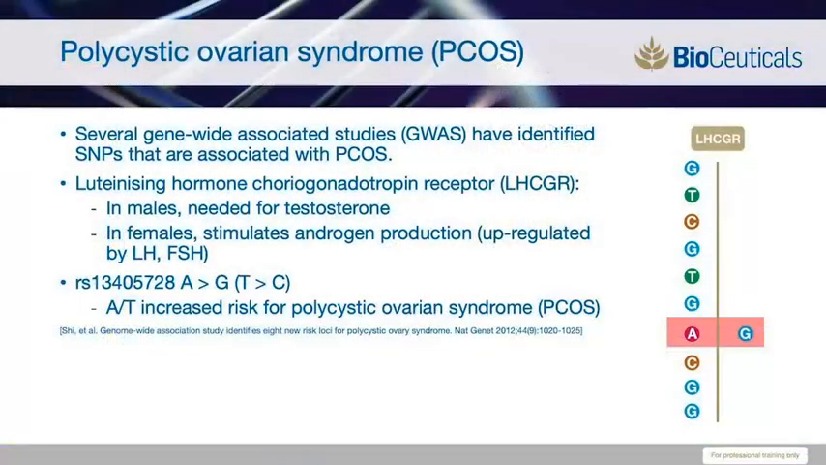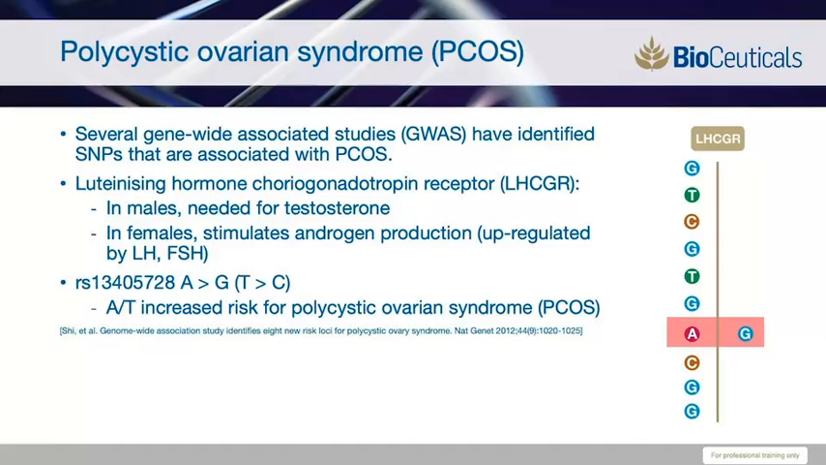So there have been several genome-wide association studies that have identified a particular SNP with risk for PCOS. And this is the luteinizing hormone choriogonadotropin receptor. Another one you don't want to say out loud, but the LHCGR. So what LHCGR is involved in is testosterone, in producing testosterone in males, and in females it stimulates androgen production.